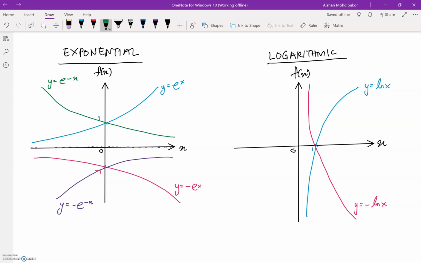For y equals ln negative x, we reflect the basic shape of ln x in the y-axis. So this is the basic shape of y equal to ln negative x. So here will be negative 1, as ln x to exist. And lastly, for the graph of negative ln negative x, the graph will be like this. So this is the graph for negative ln negative x.